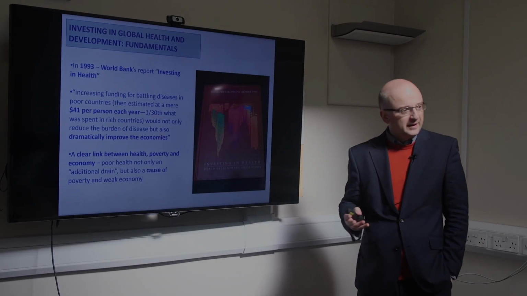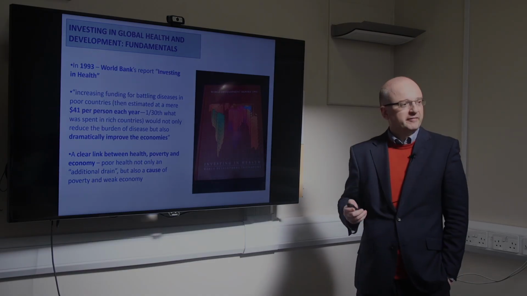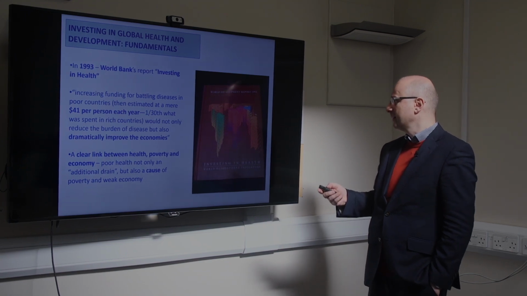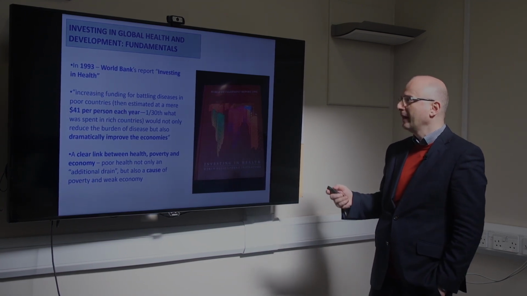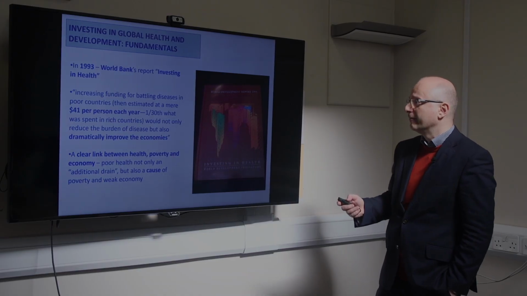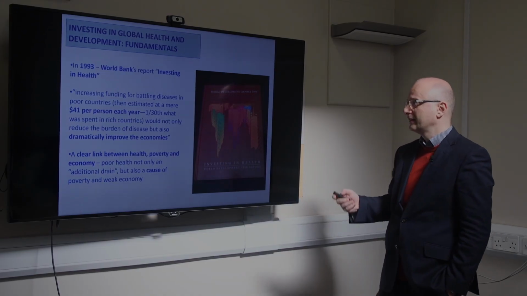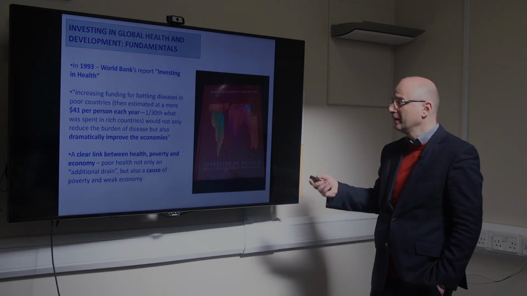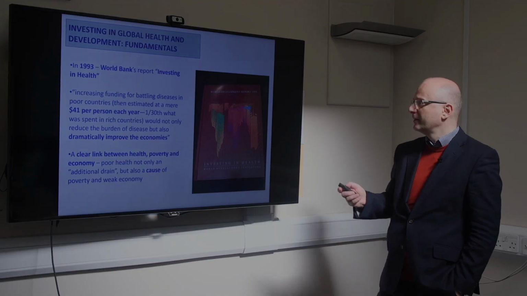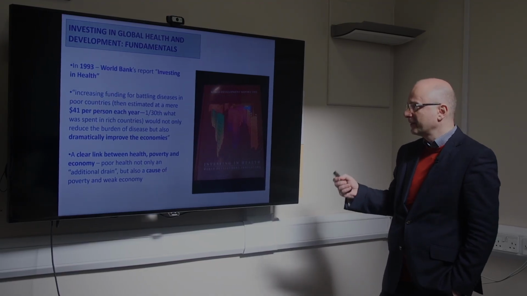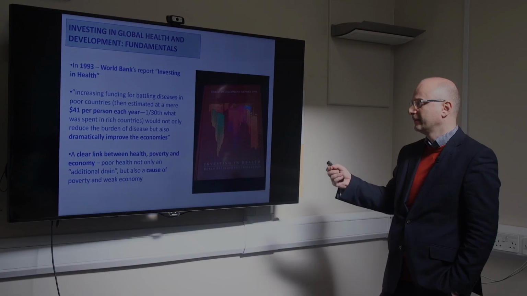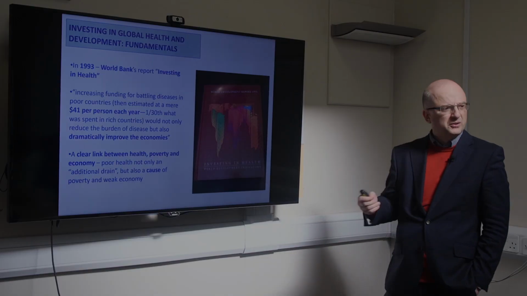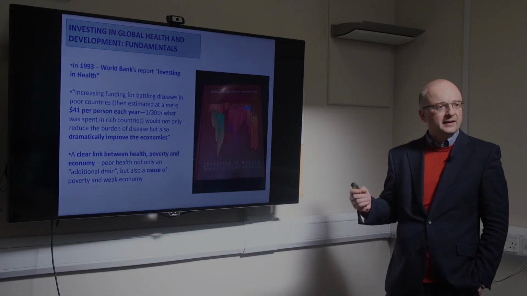The whole history of global health economics goes back to this very important book. This was World Development Report in 1993 by the World Bank. It was called Investing in Health. One of the key messages was that increasing funding for battling diseases in poor countries, which was then estimated at a mere $41 per person each year, was just the 30th part of what was spent in rich countries. And it would not only reduce the burden of disease, but it would also dramatically improve the economies.